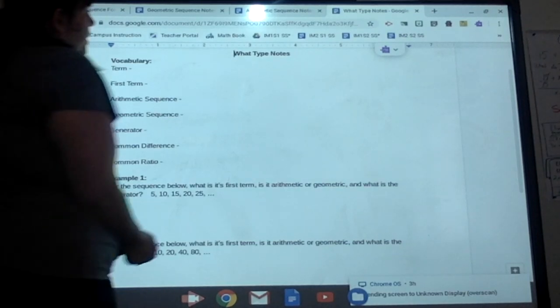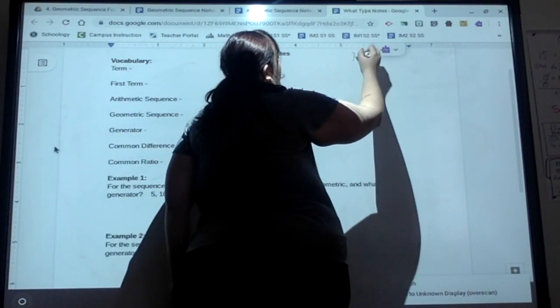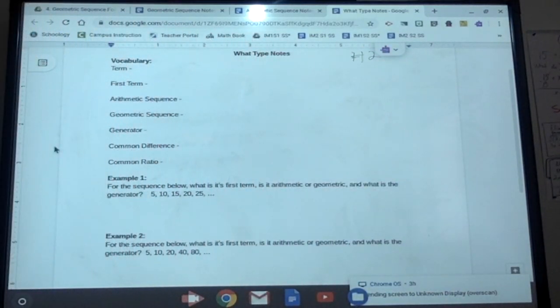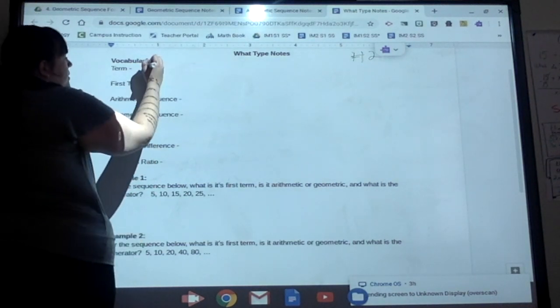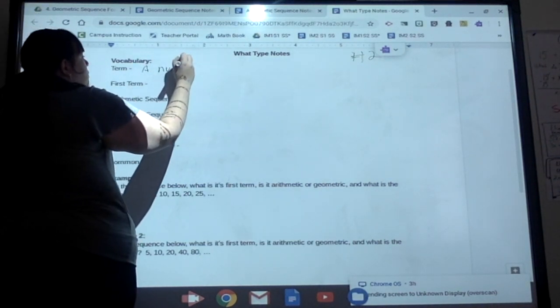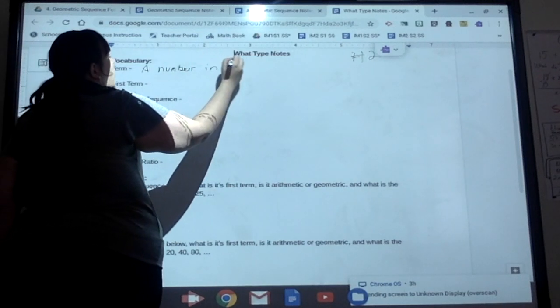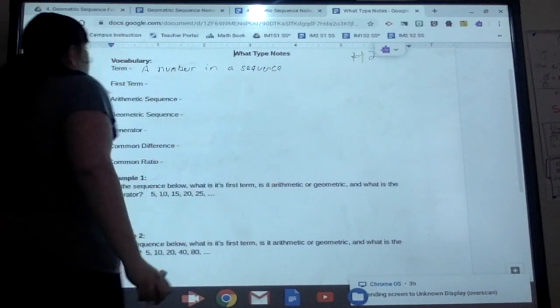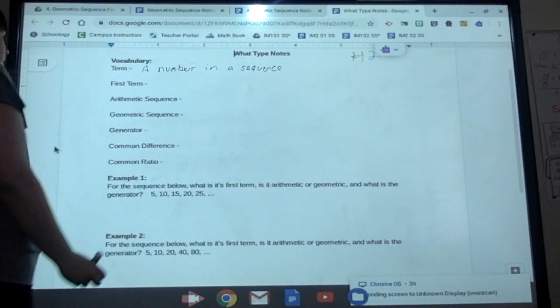Right, lesson number 2 for sequences. Remember that I told you that a term in a sequence is just a number in a sequence. So the first term is obviously the first number you see.